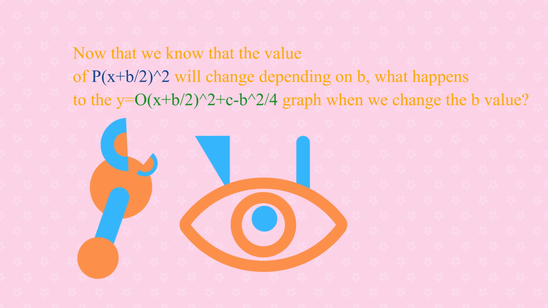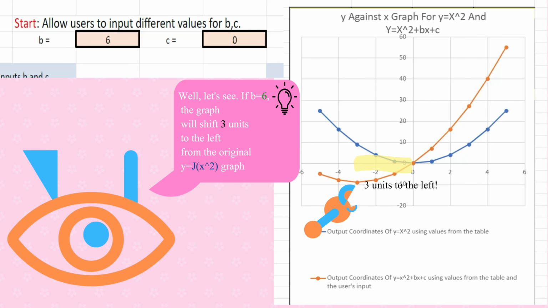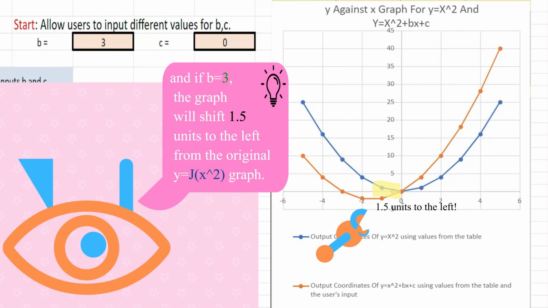Now that we know that the value of p will change depending on b, what happens to the y equals O graph when we change the b value? Well, let's see. If b equals 6, the graph will shift 3 units to the left from the original y equals j graph, and if b equals 3, the graph will shift 1.5 units to the left from the original y equals j graph.